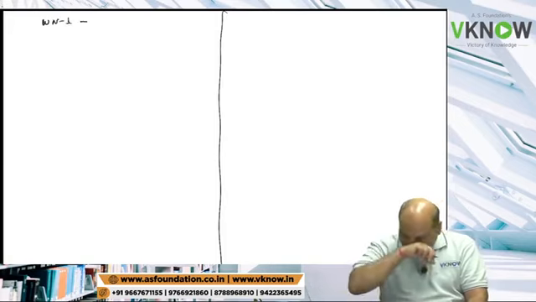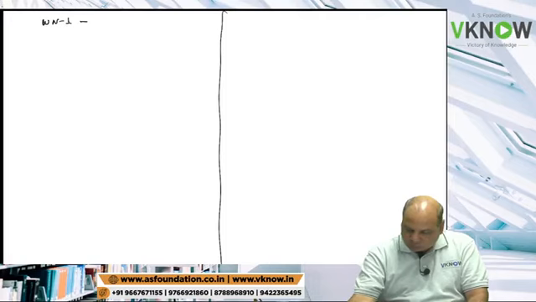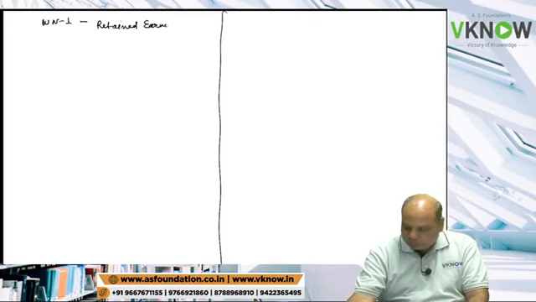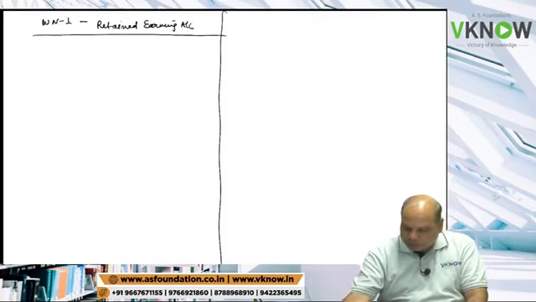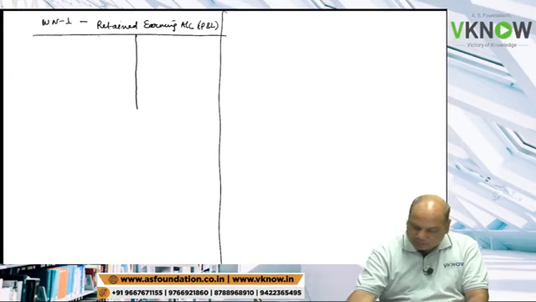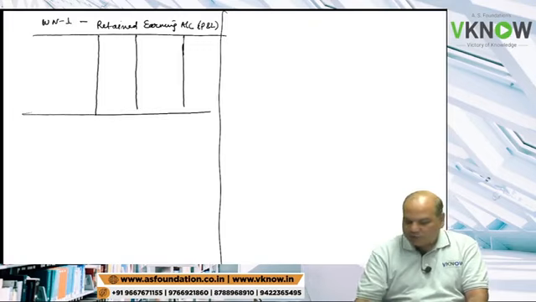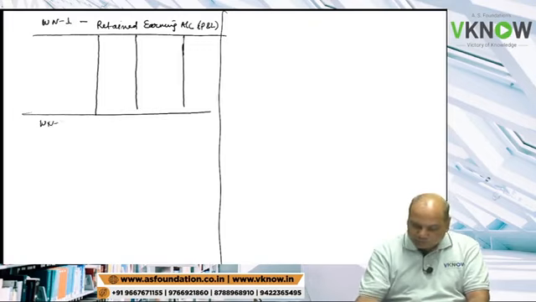Working note 1 is retained earning account. Retained earning, in bracket, write P&L account. What is retained earning? Profit which is not distributed. Keep 6 lines blank.